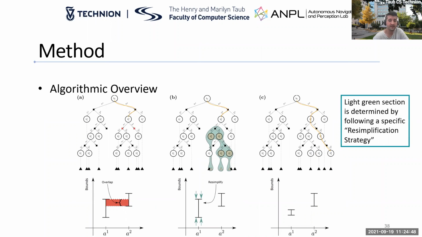Recall that in each MCTS iteration, we iterate down the tree using UCB. Now, since we don't have access to the Q approximation, there can be bounds overlap. When this happens, as seen here in sketch A to the left, we need to tighten the bounds. This is done by selecting some section of the entire problematic area and refining the bounds in it. Selection of the area to refine is done according to a resimplification strategy of our own creation. After the bounds are tightened, we can continue safely.